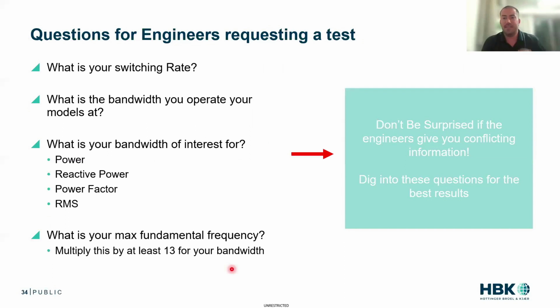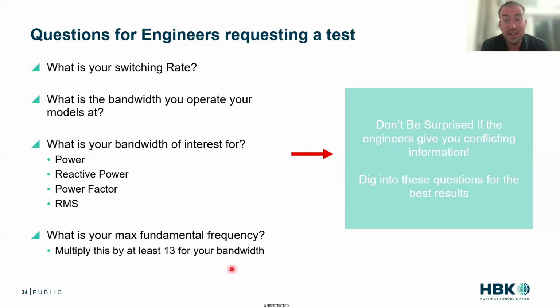Now, for you test guys, once you start asking these questions, you need to start asking your engineers some questions to get the good measurement. So don't be afraid to ask your engineer, what's your switching rate? So you can go back to my slide before and give some good advice. What's the bandwidth you operate your models at? That'll help you have consistency between MATLAB and measurement. What's the bandwidth of interest for those different signals? Power, RMS, Q. What's your max fundamental frequency?